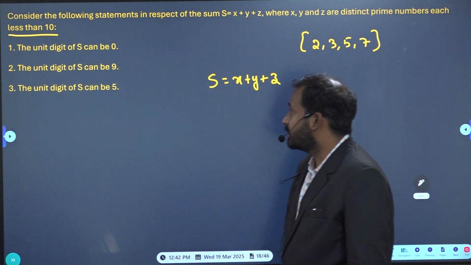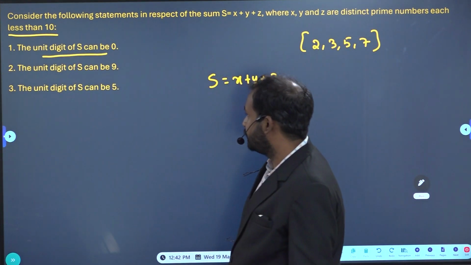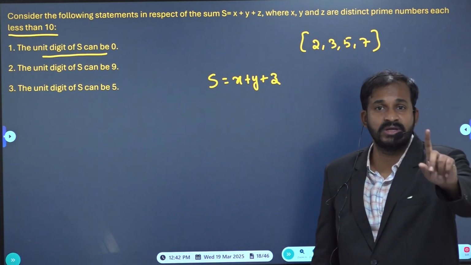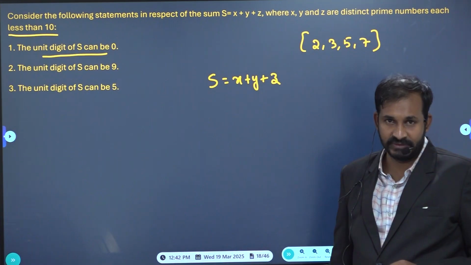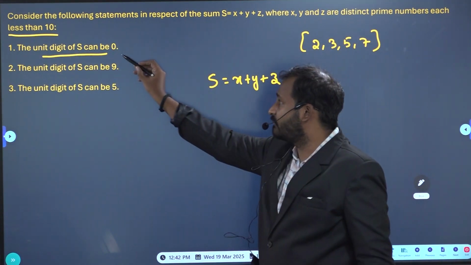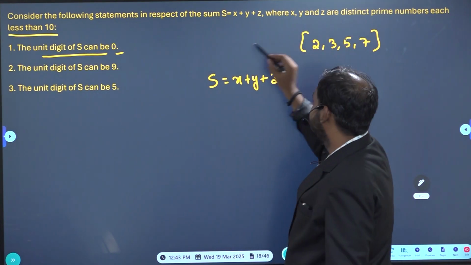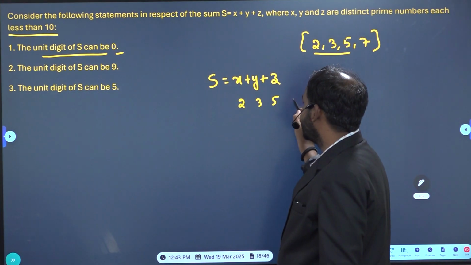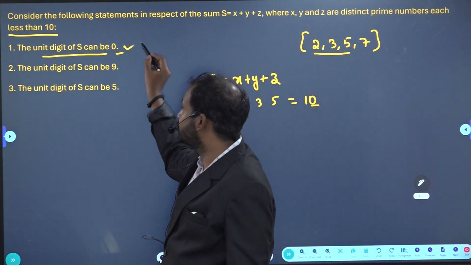And now, the unit digit of s can be 0. Can be means if it is possible for even one set of values, that is enough for us. If I take 2, 3 and 5, the sum is 10. So the unit digit will become 0. Can be. So this is correct.